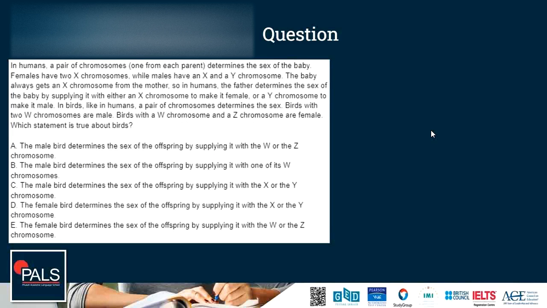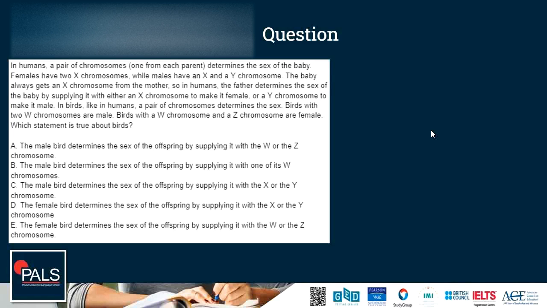In humans, a pair of chromosomes, one from each parent, determines the sex of the baby. Females have 2 X chromosomes while males have an X and a Y chromosome. The baby always gets an X chromosome from the mother, so in humans the father determines the sex of the baby by supplying it with either an X chromosome to make it a female or a Y chromosome to make it a male. In birds, like in humans, a pair of chromosomes determines the sex. Birds with 2 W chromosomes are male, birds with a W and a Z chromosome are female. Which statement is true about birds?